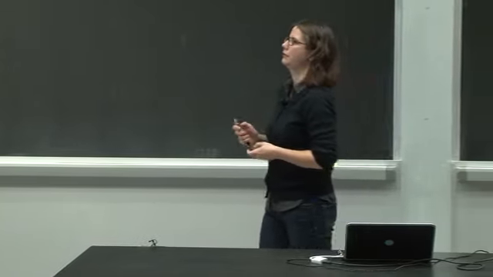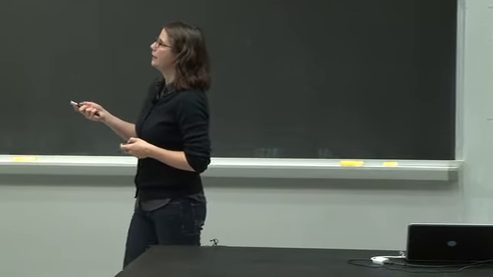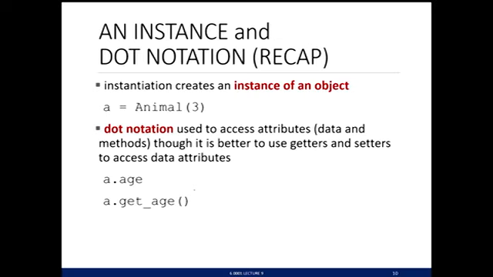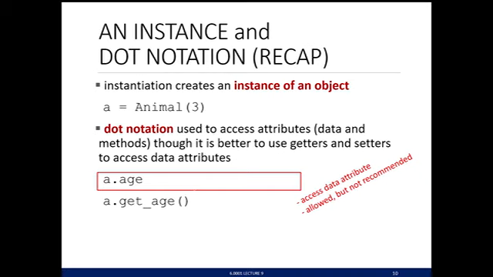So the previous slide, this slide here, shows the implementation of the Animal class. And here we can see how we can create an instance of this object. So we can say a is equal to Animal(3). So this is going to create a new animal object with an age of 3. And we can access the object through the variable a. Dot notation, recall, is a way for you to access data attributes and methods of a class. Okay? So you can say a.age later on in your program, and that is allowed. It'll try to access the age data attribute of this particular instance of the class, a. So this is going to give you 3.